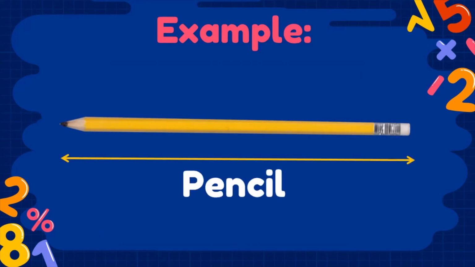A length of a pencil. Now can you see a yellow color arrow? That is the length of the pencil. Now let's move on to the next topic.